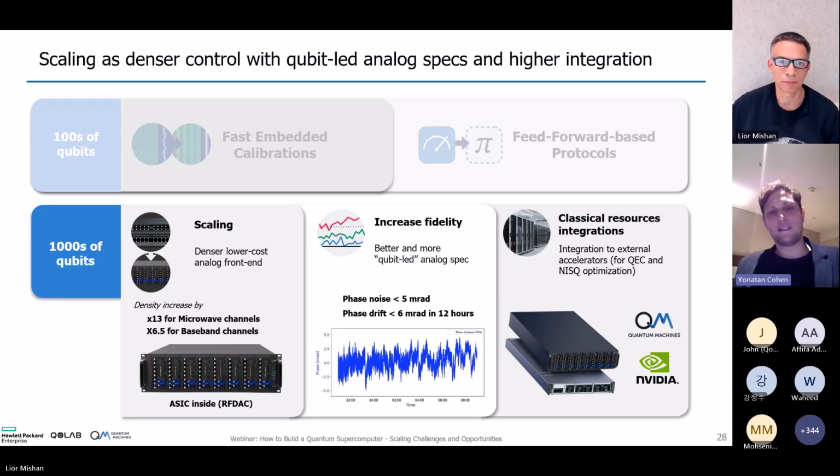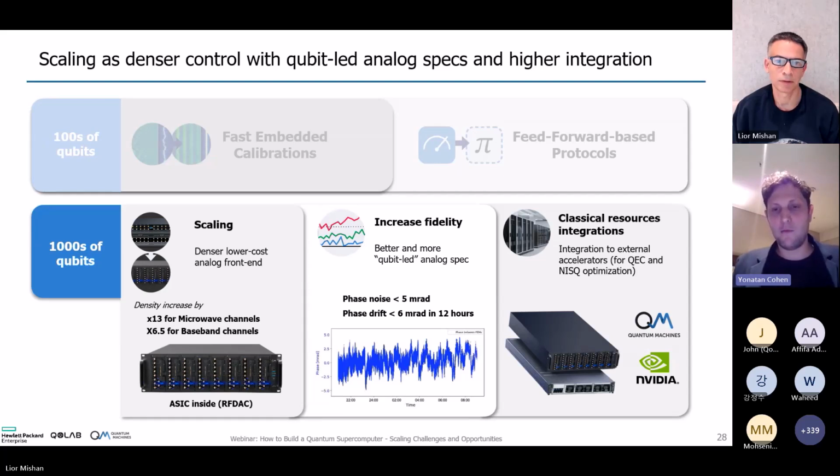We also significantly enhanced the analog specs. Here you see an example of phase stability. It's not just the specification for a single control of a single qubit, a single channel. Also, when you scale up, sometimes you have these analog specifications that need to be great across the entire system, and that brings another layer of a challenge. And here, for example, you see phase stability across distant channels in the control system.